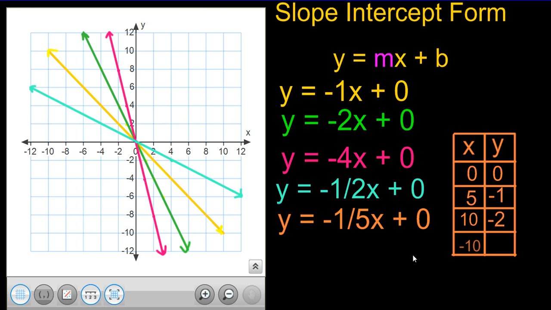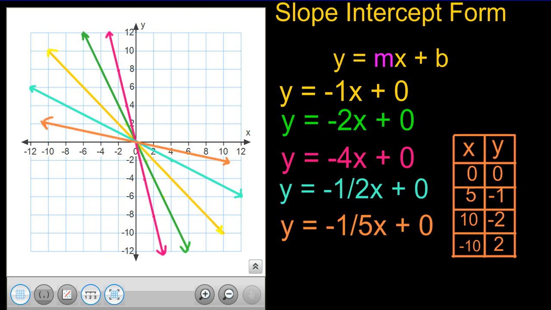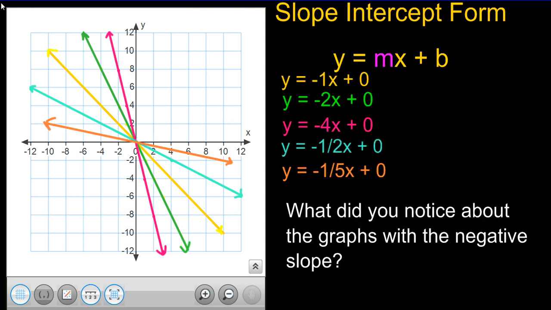And finally, I'm going to go to -10. And we end up with 2. So all I have to do is graph those points and connect the dots. And we have our line graph right here. Now, if you could take a look and see if you can notice what the graphs with the negative slope do. How do they differ? How is that different from a positive slope?